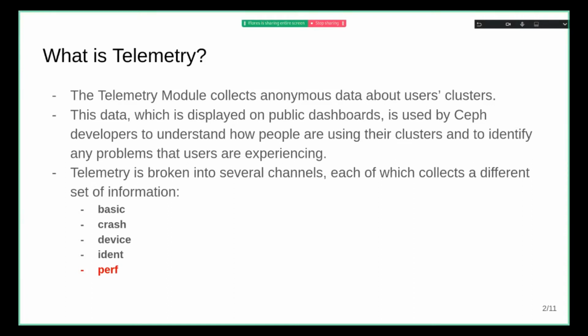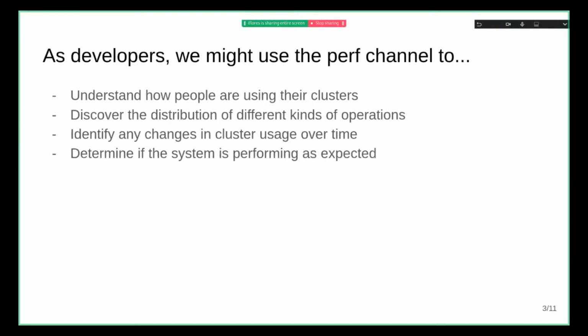The crash channel provides some information about daemon crashes. The device channel provides some information about device metrics. The ident channel, if users opt in, provides identifying information about the cluster. And the perf channel, which is what I'll be talking about today, provides performance metrics of a cluster. As developers, we might want to use the perf channel to understand how people are using their clusters overall, discover the distribution of different kinds of operations used throughout a cluster, identify any changes in cluster usage over time, or determine if the system is performing as expected.